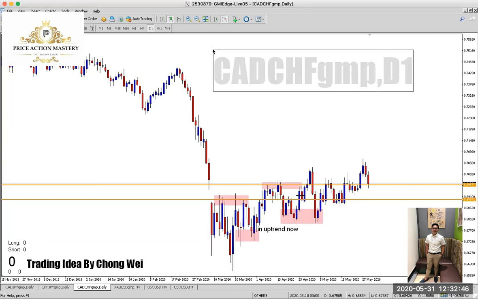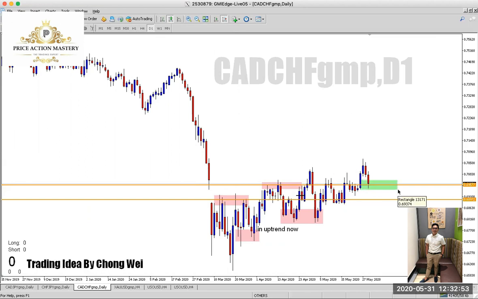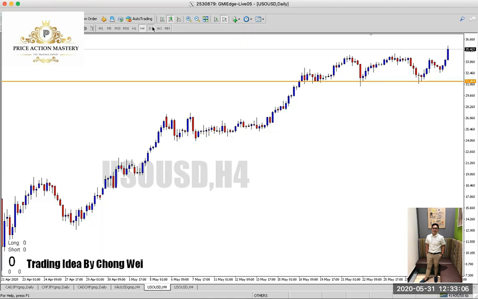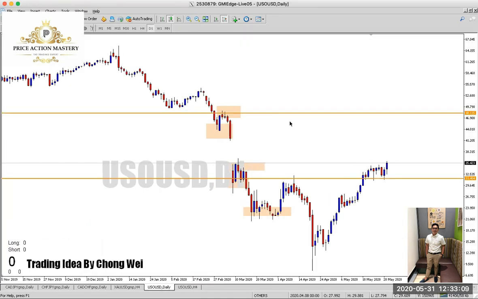Okay, CAD CHF, currently the market is at a very good buying area. I'm seeing this for upside. Now US oil, as you can see, US oil is increasing. So for a buyer, we can wait over this area for a buy position. Okay, that's all for this.